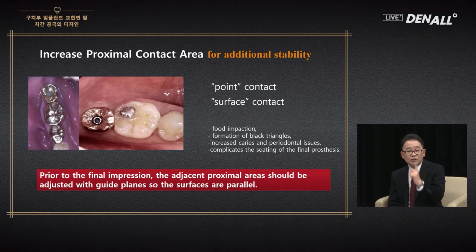Increasing proximal contact area for additional stability. This is very important. The most challenging part for me is when I have to make a contact between the implant and prosthesis in the mouth. If a natural tooth is an adjacent tooth, the patient may complain of stiffness. However, I can manage that. But this is related to the paper that I'm going to introduce later. Not point of contact, but surface contact needs to be provided.